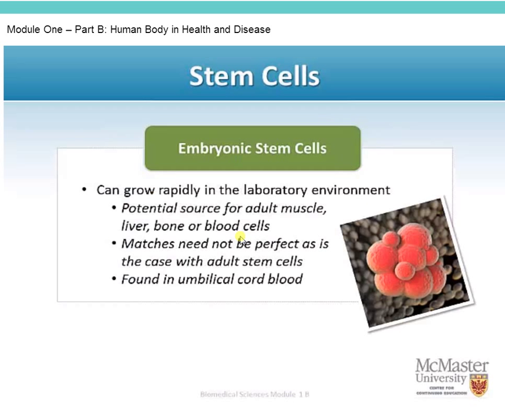And then we have embryonic stem cells. These types of stem cells can grow rapidly in the laboratory environment and as such are a potential source for adult muscle, liver, bone, or blood cells. Matches need not be perfect, as is the case with adult stem cells. These cells are found in umbilical cord blood.